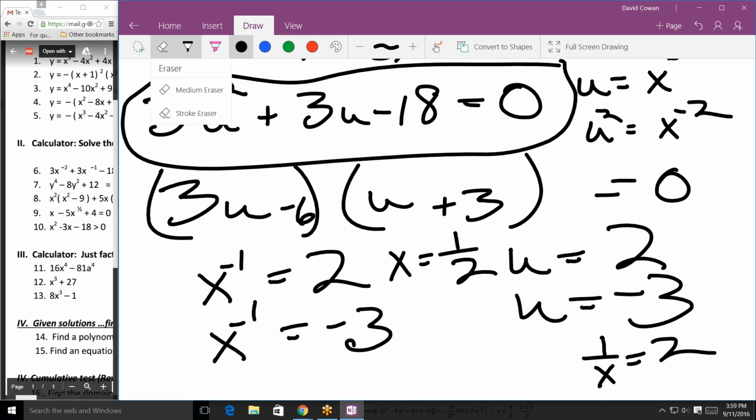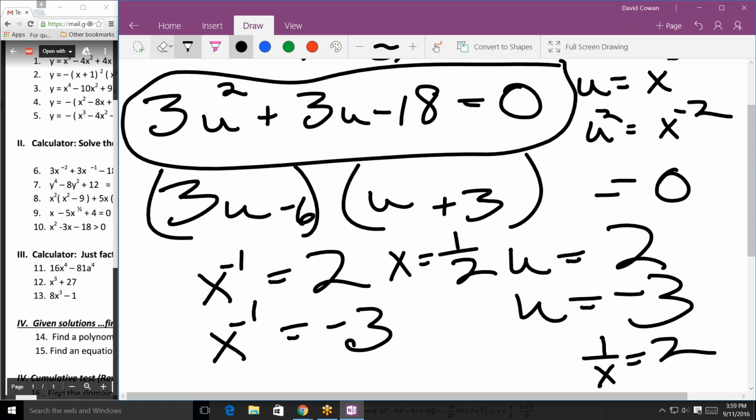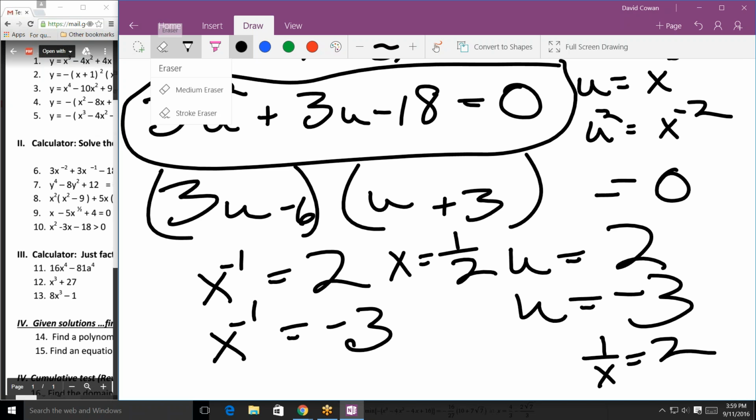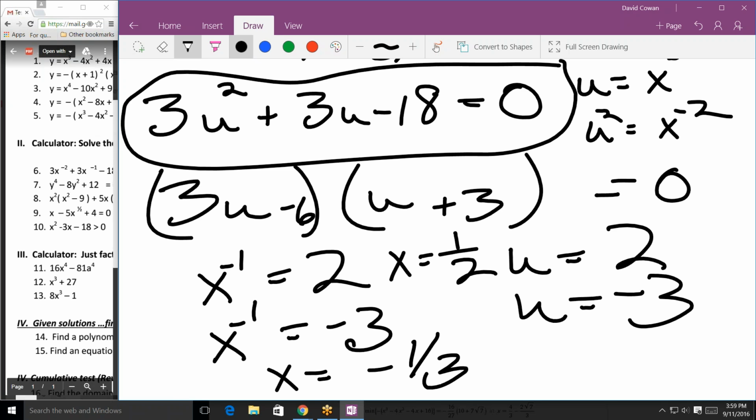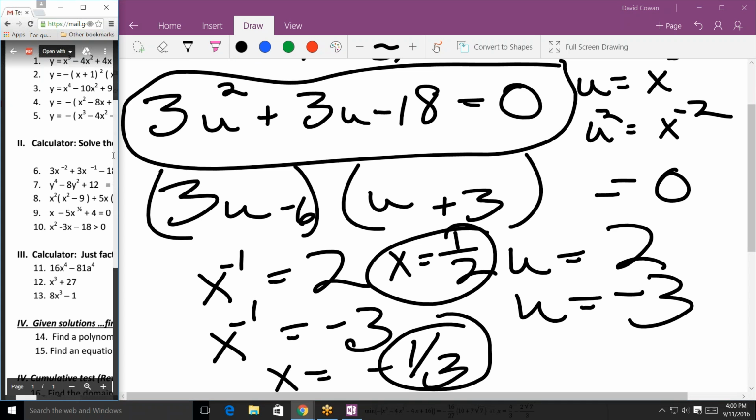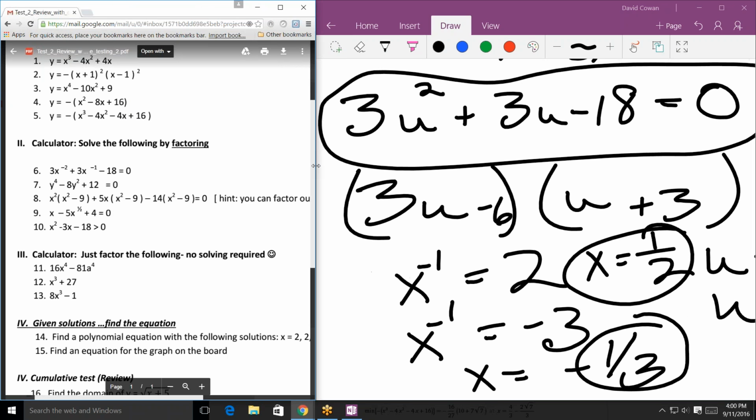Okay? Remember we're still dealing with x to the minus 1. If it's equal to minus 3, what is x equal to? Negative 1/3. Yeah. And there's your two solutions to this problem. In other words, those are your two zeros: x is 1/2 and x is minus 1/3. And that's all this problem wanted, was to solve it by factoring. And that's exactly what we did.